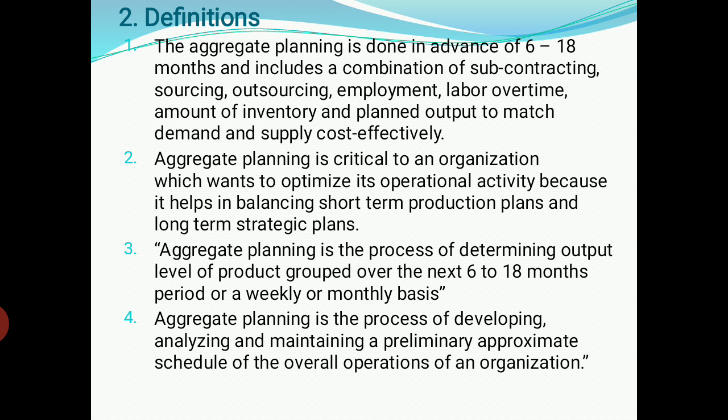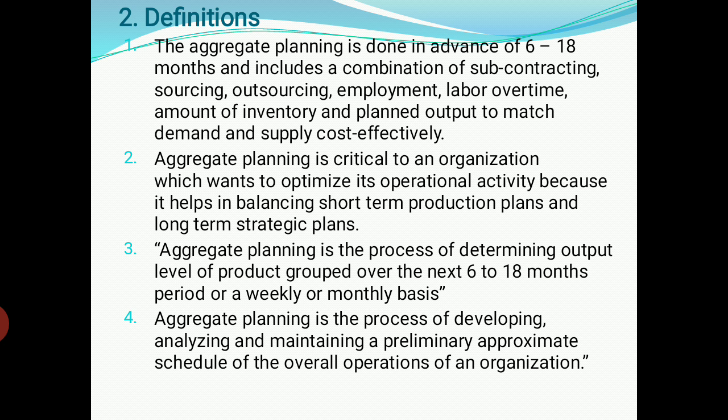Aggregate planning is done in advance of 6 to 18 months, and it includes a combination of subcontracting, sourcing, outsourcing, employment, labor overtime, amount of inventory, and planned output to match the demand and supply cost effectively. We have seen earlier that whatever we are planning, we can match with the demand, and whatever changes are required can be done in a cost-effective manner.